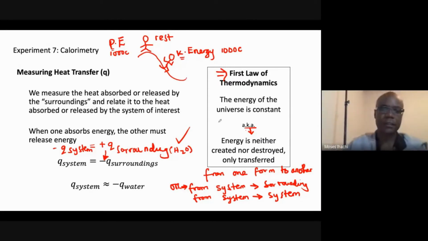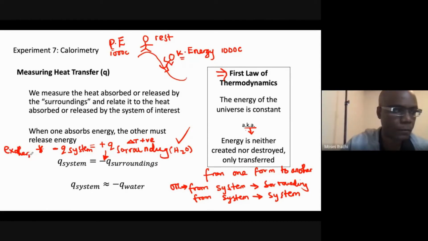All right. I really want you to make sure that you know this. For exothermic reactions, the system will lose heat energy, so we put negative. So the surrounding will gain it. If the surrounding gains energy, then delta T is going to be positive. That's our case today because our reaction is exothermic.